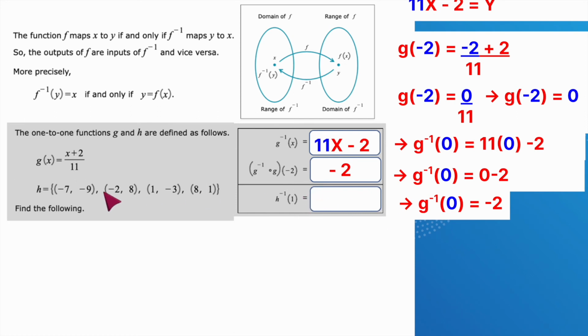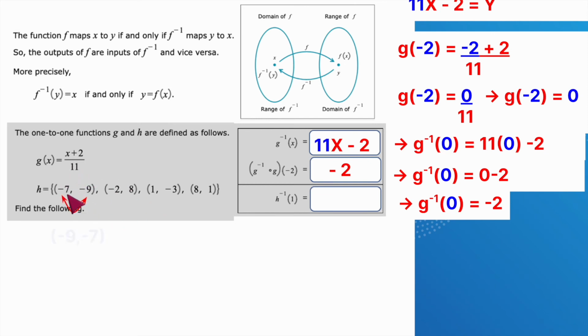All right, so let's go ahead and look at the second one here. So they want us to find the inverse of h at 1. So with this one, I don't have an expression or an equation where I can switch x and y and plug this in, but I do have coordinates.